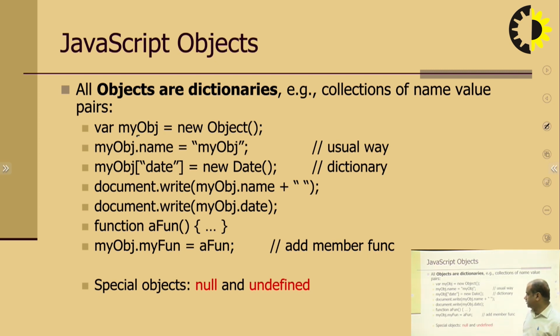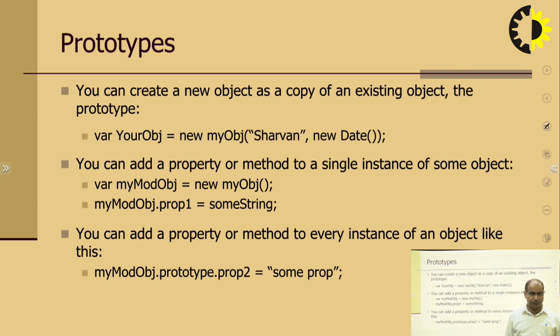So the function is also treated as an object. So function a fun, that will be in the curly brackets, my object dot my fun equal to a fun. Add member function. We can specify some special objects also, like null and undefined.